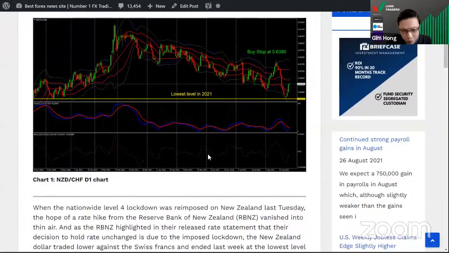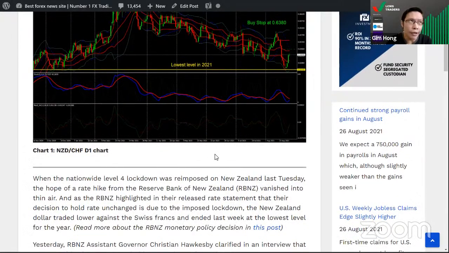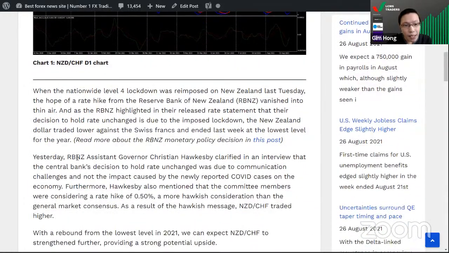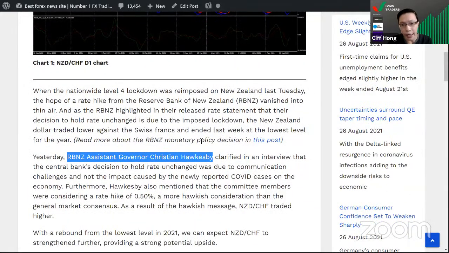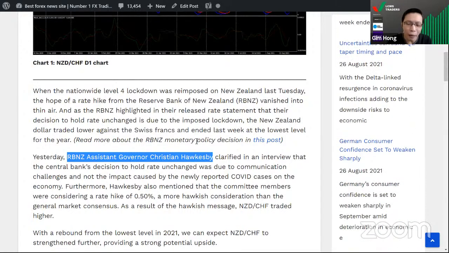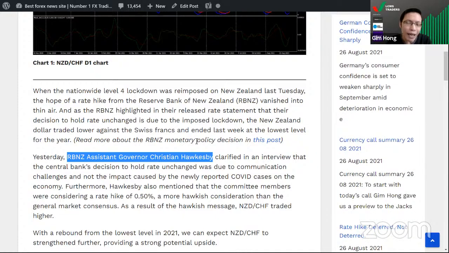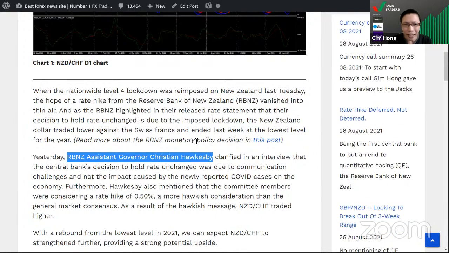Now, I think it was earlier this week on Tuesday that the RBNZ Assistant Governor Christian Hawkesby actually clarified that the whole holding back of the rate hike was actually not due to COVID. It was actually due to communication challenges.